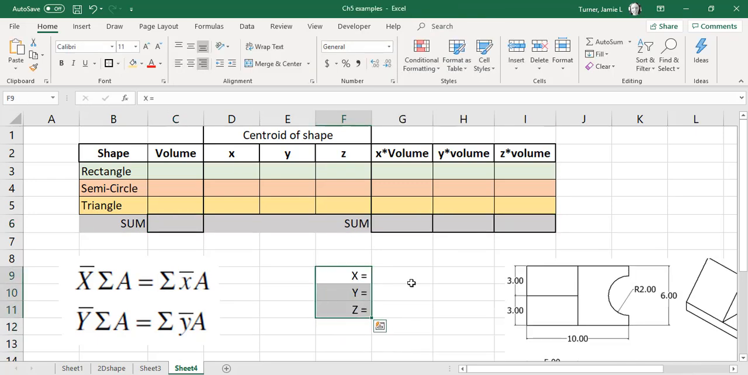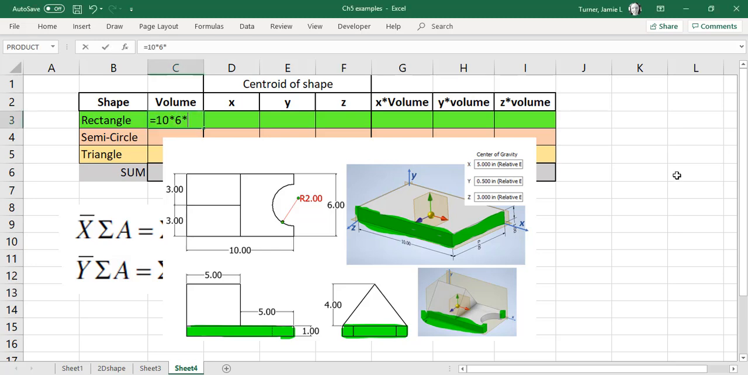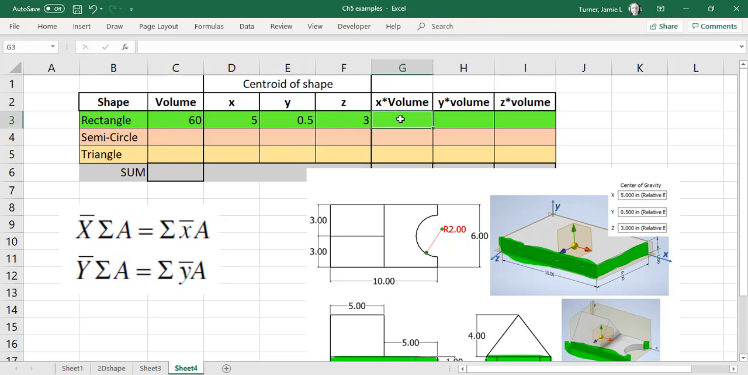For this object, let's go ahead and start with the rectangle on the base of it. Okay, so we're not cutting out that semicircle. We're not worrying about the triangle, just the rectangular base. And we can get the volume and the centroids of this base. So halfway through the 10, halfway through the height of 1, and halfway through that 6. So that's the XYZ centroid of the rectangle and the volume of it. And then we're going to multiply the centroids by the volume for each piece. So x times volume, y times volume, and z times volume. Okay, so there is the rectangle.